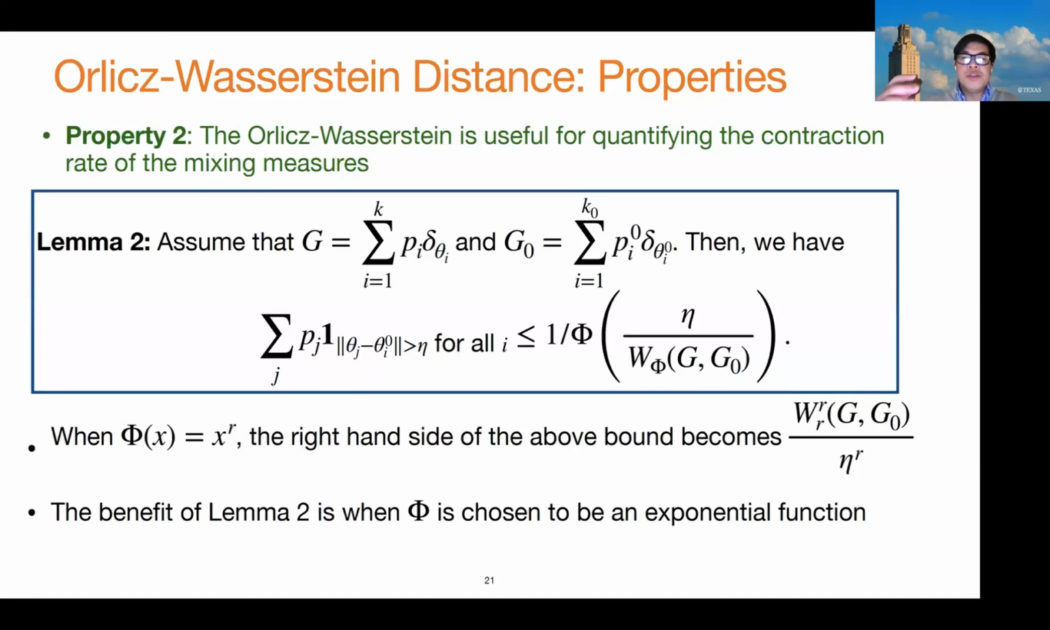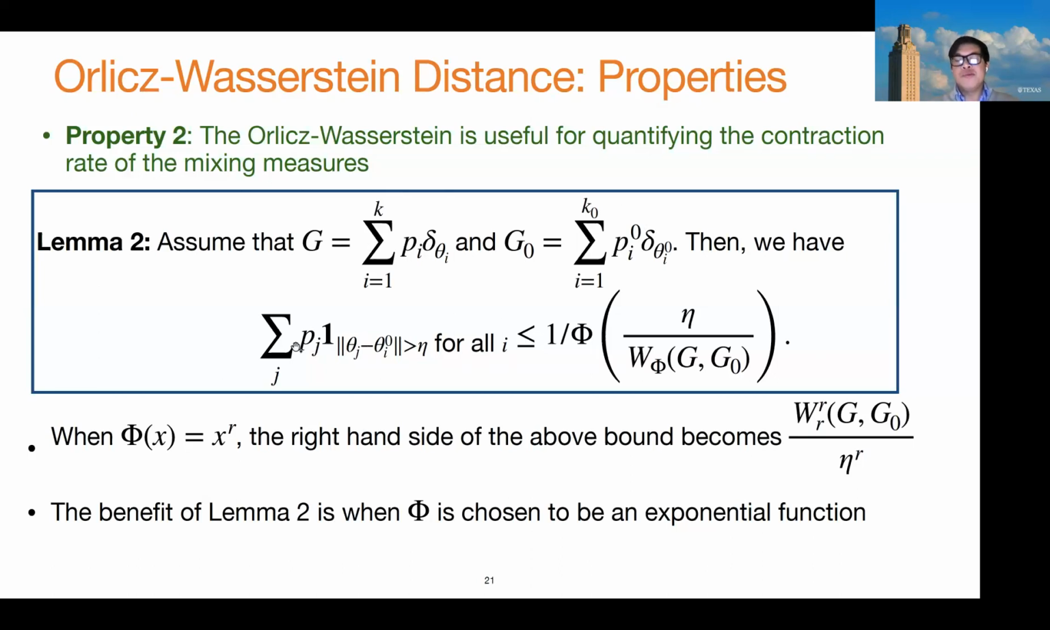The second property, which is also the key that distinguishes it from the traditional Euclidean Wasserstein metric, is that it is able to correctly quantify the behaviors of the extra components in the Dirichlet process mixture models. What do we mean by that? Let's say we have G as the mixing measure with K components, where K is infinite, and then the other mixing measure with K0 components, where K is infinite and K0 is finite.